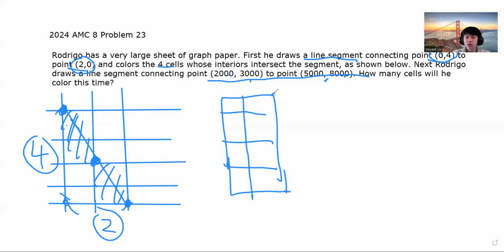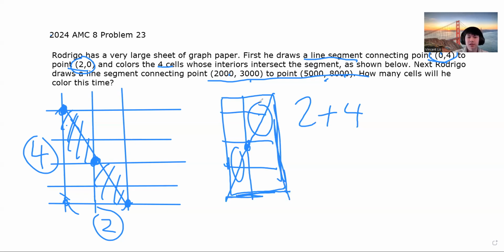When we draw the line, which passes through here, we see that it passes through these four: 1, 2, 3, 4. And the formula to get this is actually very, very intuitive. What we do is we take the sum of these two first. The 2 plus 4 represents the sum of this width and this length, because the line will be going through these 6. And now what we want to do is subtract the GCD of 2 and 4.